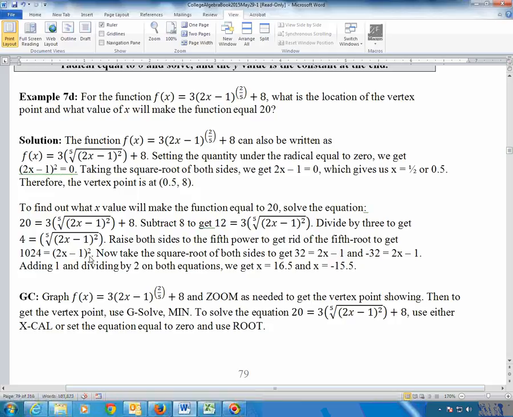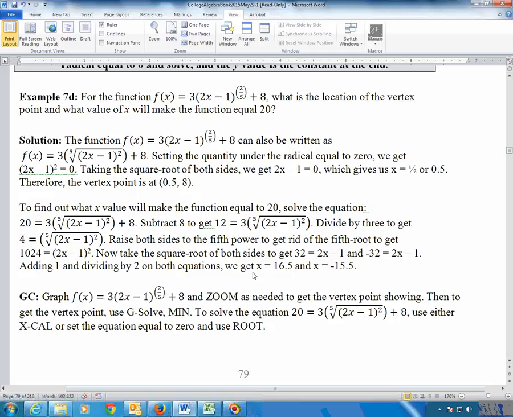Take the square root. So taking the square root gives you 2x minus 1, and the square root of 1024 is 32. What a lot of people don't realize is not only do you get 32, but what else squared will give you 1024? Well, negative 32 does too. So this is like the absolute value where you get two equations here. Now solving both of these, you would add 1 and divide by 2 to get 16.5, and here add 1 and divide by 2 to get negative 15.5. So that's how you do that by hand.